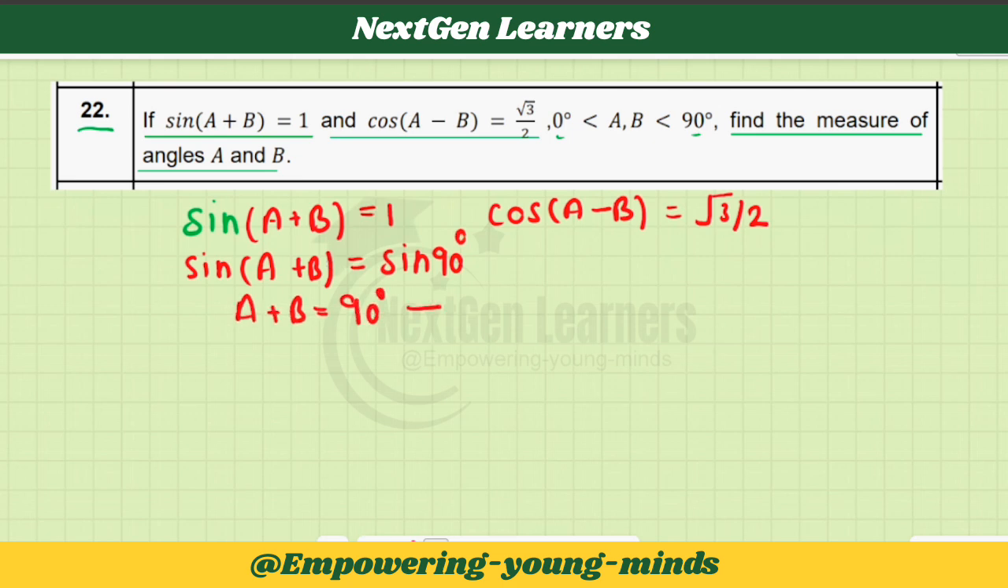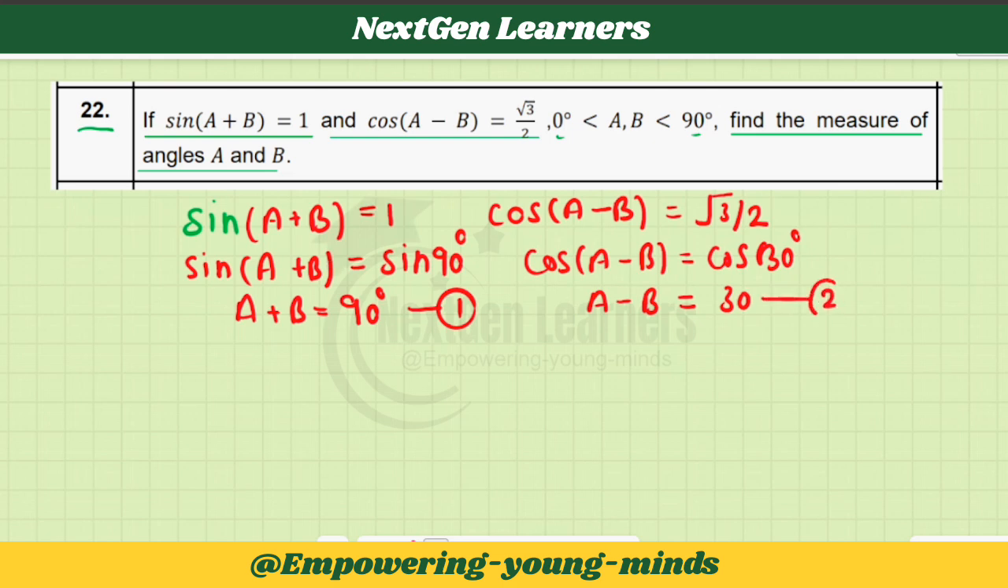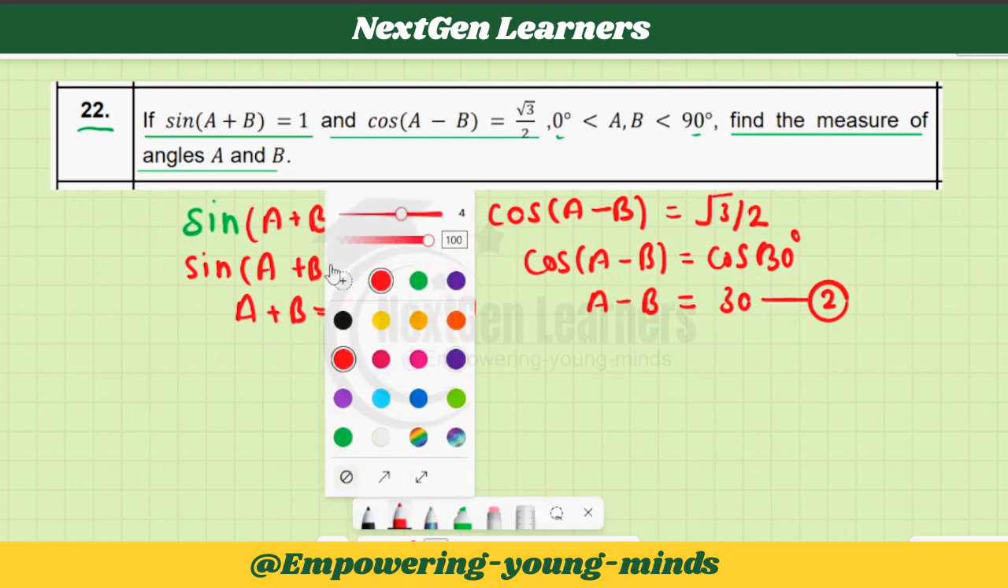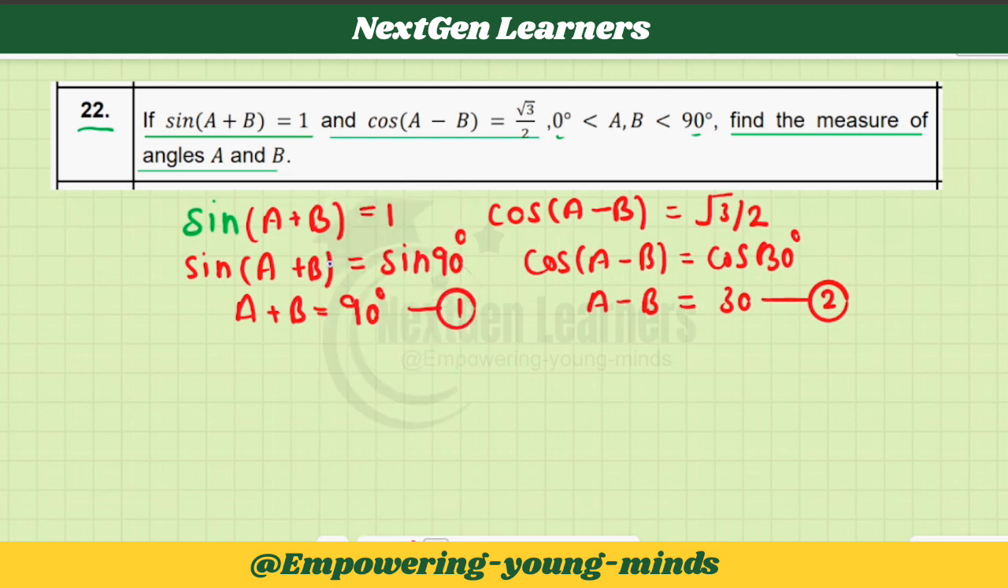This is equation 1. And from the other one I can write cos(a minus b) is equal to root 3 upon 2, which is the value of cos 30. So cos and cos will be cancelled, a minus b is equal to 30. Now I have two linear equations, and I need to solve them to find the values of a and b. So add these two equations.